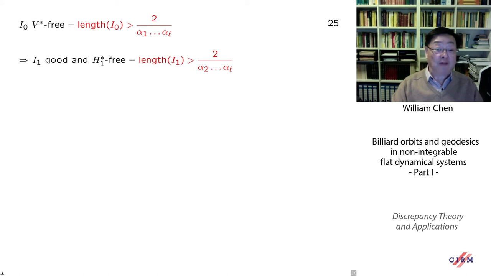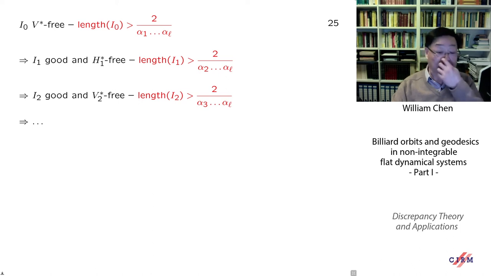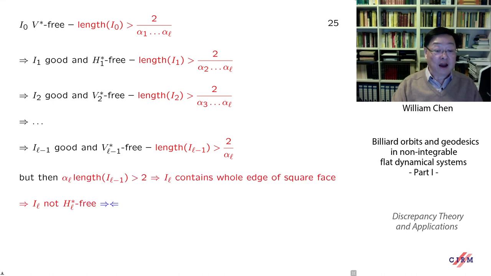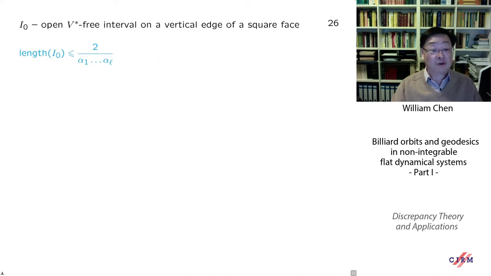Now let's project I1 to I2, and a similar story tells us that I2 has to be good, and we can work out the length, and we can keep on going to IL minus 1. And now alpha L times the length of IL minus 1 is bigger than 2, but if the length is bigger than 2, then it must contain a whole edge of a square face. And if it contains the whole edge of a square face, then it cannot be HL star free, and that's a contradiction. If there is no contradiction in between, somewhere along here. So anyway, that's the contradiction we need to prove that the length of I0 is rather small.